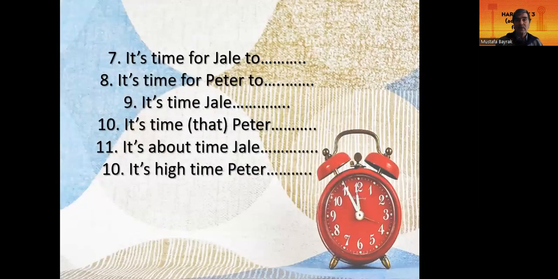Let's complete them together, or you let me do two or three of them, and you can do the rest. It's time for Jale to buy a new laptop. Number 8 is the same, but in 8, it's time that Jale bought a new laptop. It's about time Jale bought a laptop.